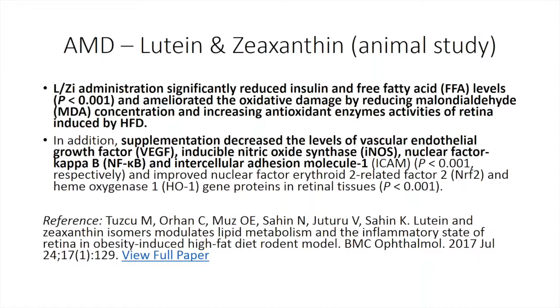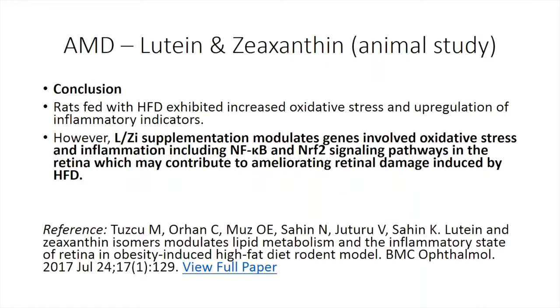So it seems that the supplementation decreased levels of about 4 key markers: the vascular endothelial growth factor, inducible nitric oxide synthase, nuclear factor kappa B, and intercellular adhesion molecule. We may be familiar with at least some of those. So it seems that the conclusion was that the lutein and zeaxanthin supplementation not only helps to mop up oxidative stress, but it modulates genes involved in oxidative stress as well, including NF-kappa B and NRF2 signaling pathways in the retina, which may contribute to the amelioration of retinal damage induced by the high-fat diet.